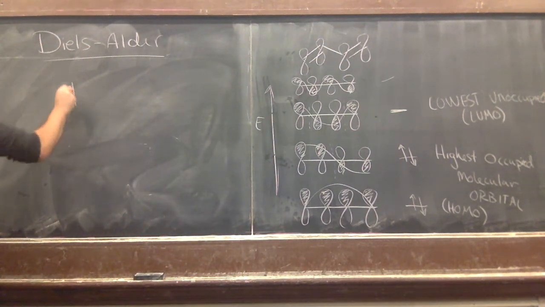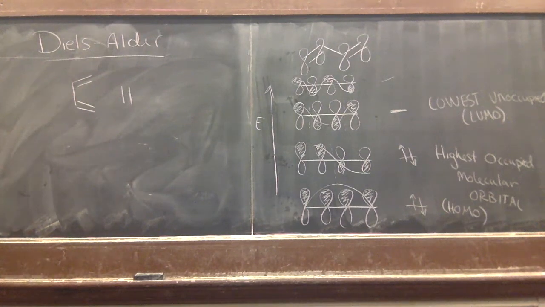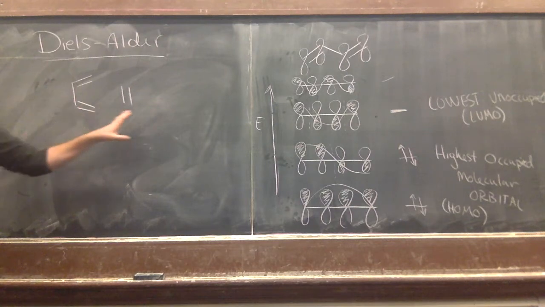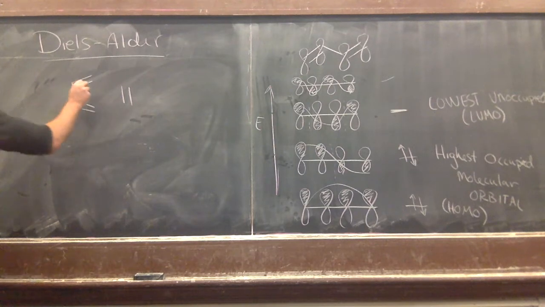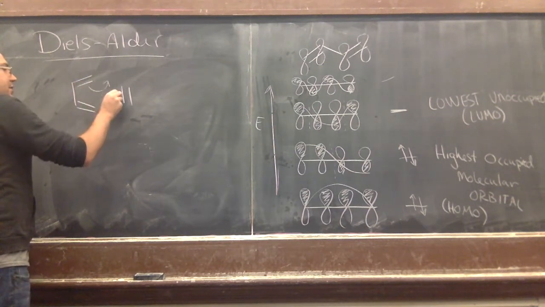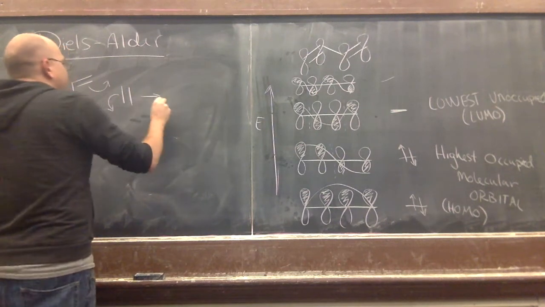So a Diels-Alder reaction, when we're talking about a Diels-Alder reaction, what we're referring to is a cycloaddition reaction between a diene and an alkene of some sort. So this is a classic example of a Diels-Alder reaction, right? And what ends up happening is a lot of things get pushed at the same time. It's generally a concerted process.